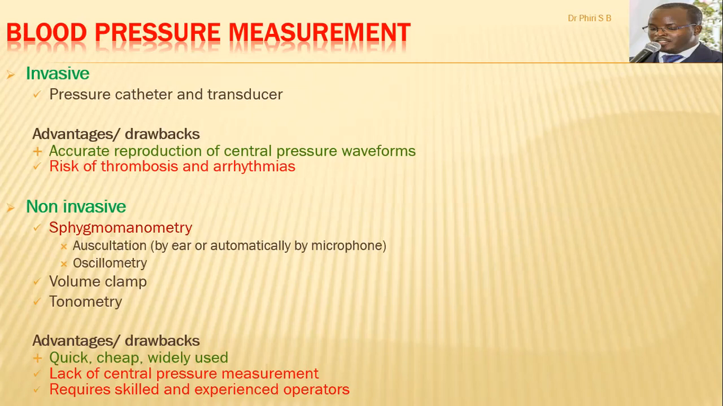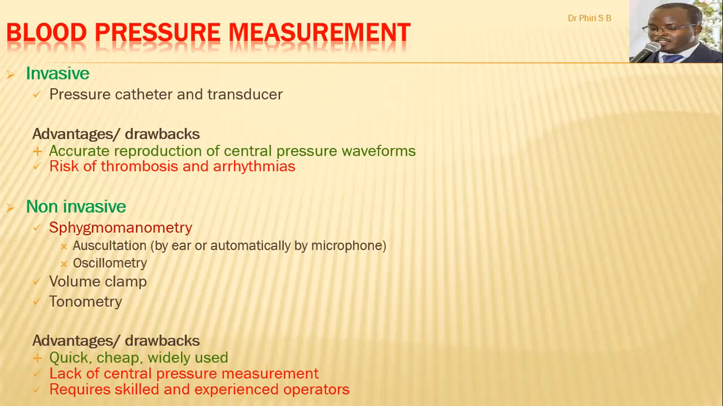Then the disadvantages mainly is due to lack of central pressure measurement. So it's not going to give you the central pressure measurements. Mainly you're just measuring the peripheral blood pressure, the brachial blood pressure in most cases. We use the brachial artery, so you're going to get the brachial blood pressure.